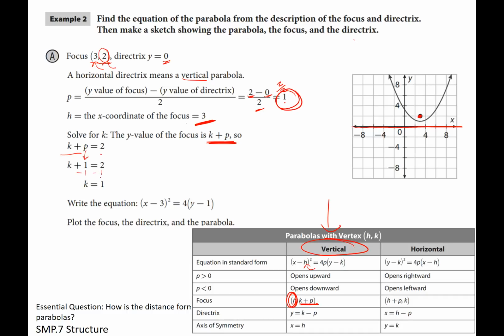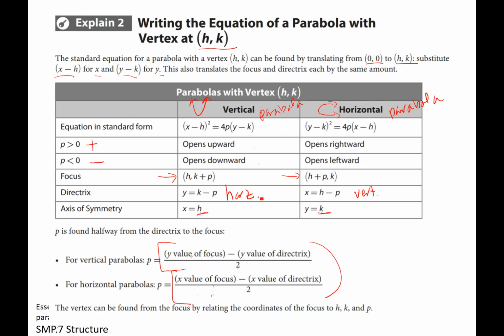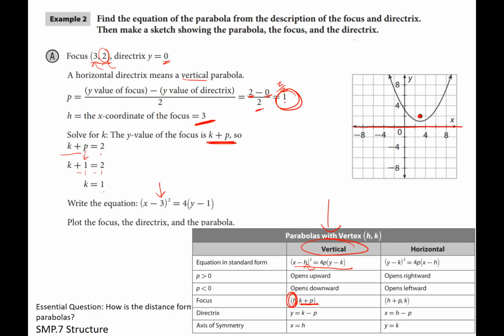And then you subtract 1 from both sides, and we get that k is equal to 1. So now I can fill in this formula right here. The h value is 3. The p value was 1, which they didn't show. So actually, let me show you filling in the formula.